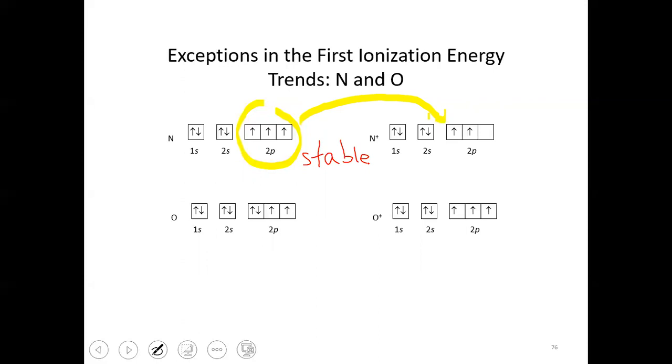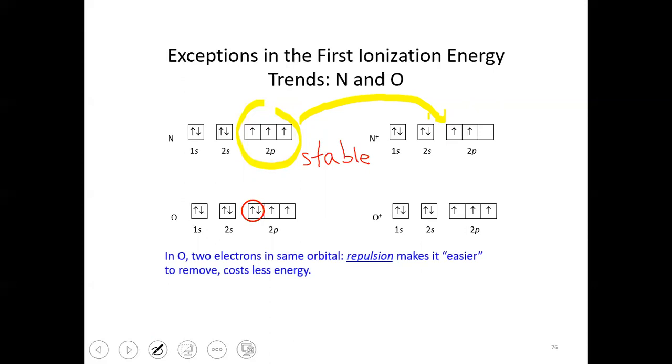Now, if you look at the case of oxygen, we already have a situation where we have two electrons in the same orbital. Although the spins are paired, there is more repulsion because they're confined in a smaller region of space. Because they're repelled already, it makes it easier to remove, and therefore it results in a lower cost of energy. All right. Okay, so that's our explanation.